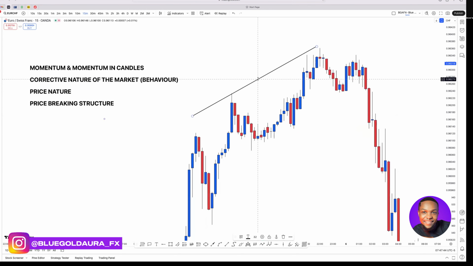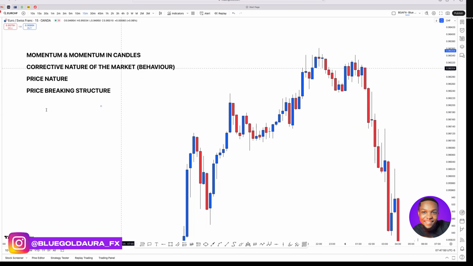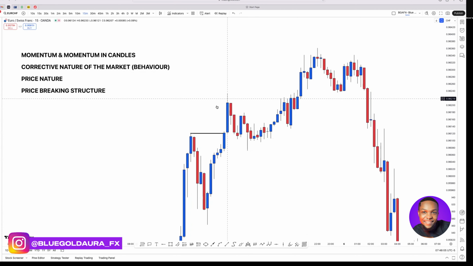So the next thing that we can use whenever we see price pushing is this. We'll look at the price nature, right? The price nature. What do I mean? If we look here, we can see that the market has been breaking higher highs. We are still on the behavior of the market. The market broke a high, broke structure. And when it broke structure, it pushed up. We see a push phase. And then we broke structure again right here. We see another push phase.